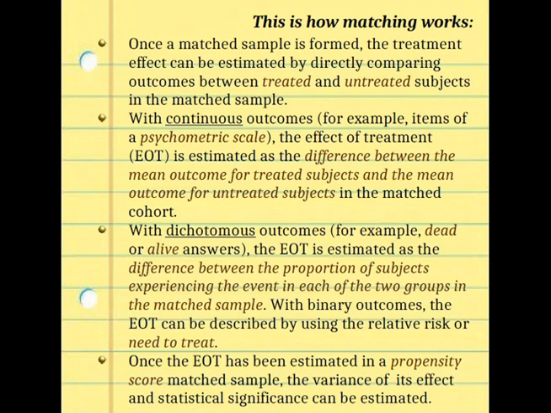Once a matched sample has been formed, the treatment effect can be estimated by directly comparing outcomes between treated and untreated subjects in the matched sample, as the difference between the mean outcome for treated subjects and the mean outcome for untreated subjects in the matched cohort. And if the outcome is dichotomous, the effect of treatment is estimated as the difference between the proportion of subjects experiencing the event in each of the two groups in the matched sample. With binary outcomes, the effect of treatment can also be described using the relative risk or NNT, number needed to treat. Once the effect of treatment has been estimated in the propensity score matched sample, the variance of its effect and statistical significance can be estimated.